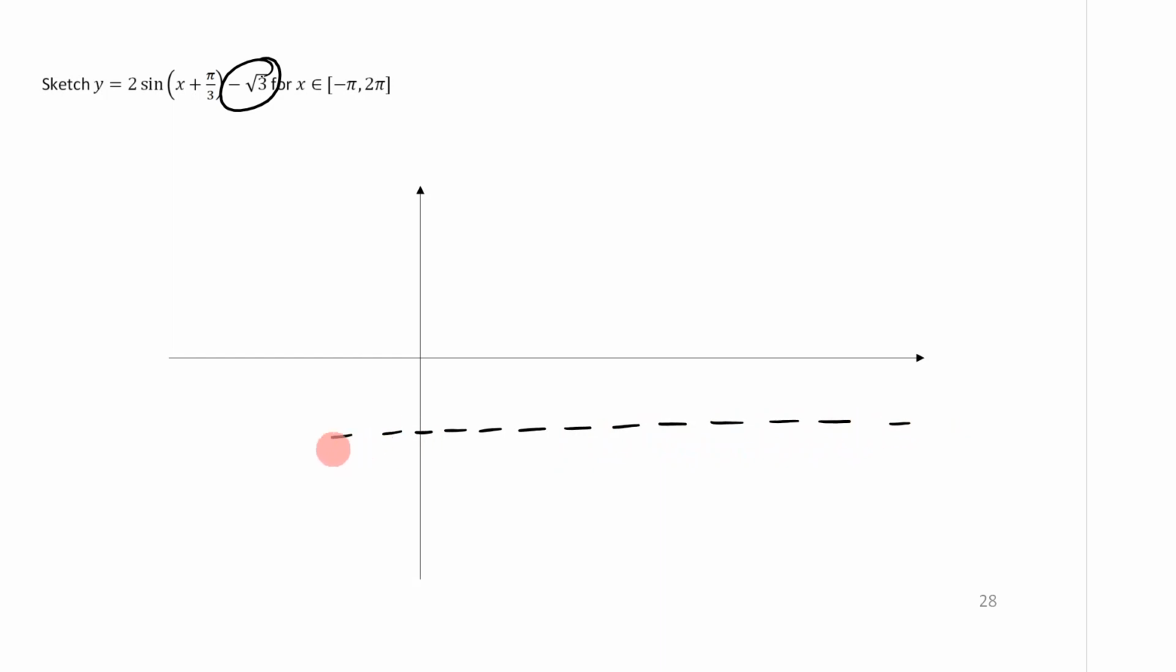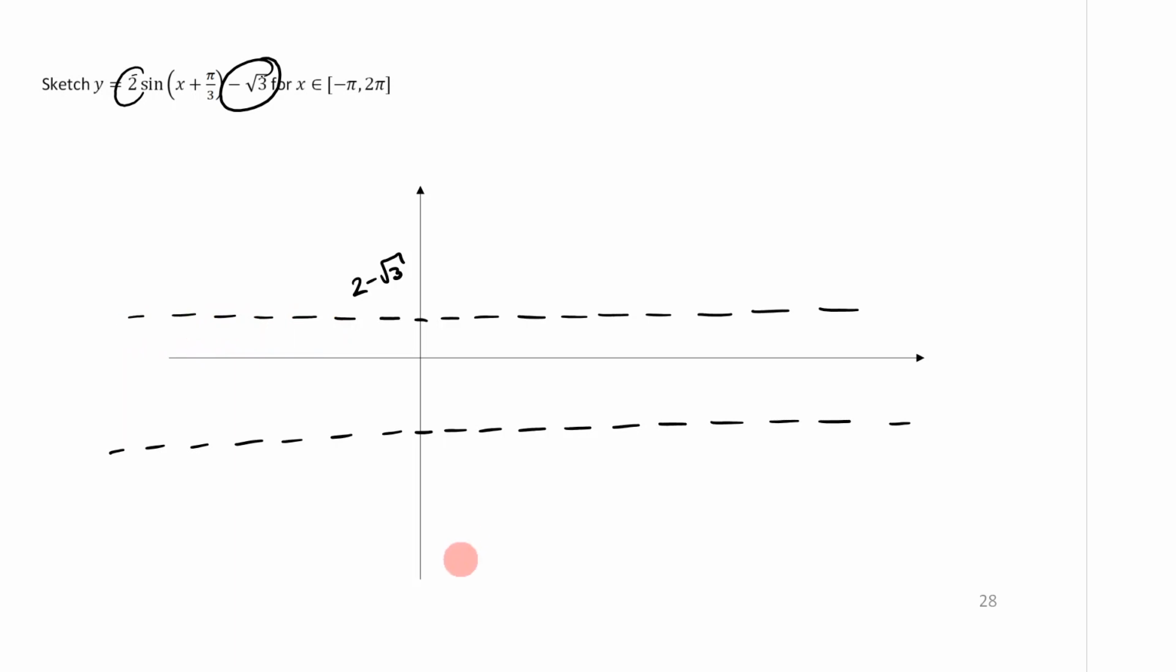You should use a ruler, and this also should be in pencil because you are going to rub this out towards the end. Then I'm going to look at my amplitude. I'm going 2 up from this point, so it will be here. So this is going to be 2 minus the square root of 3, and we're going to put a dotted line there. And then I'm going to go 2 down from this line, so it will be about here. This will be minus 2 minus the square root of 3, and it will be here.